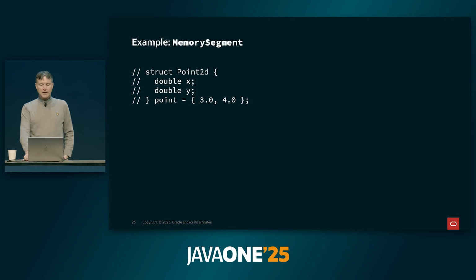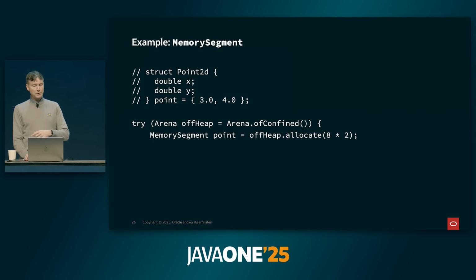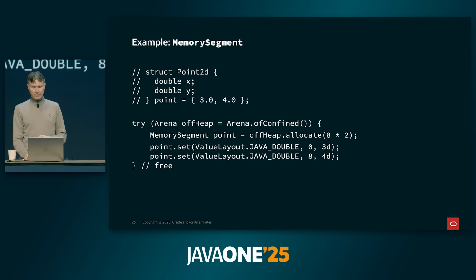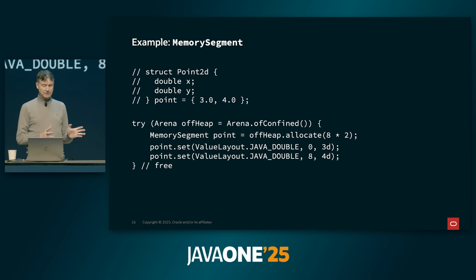Okay. Now armed with the arena, we can go about and do this much better. So we create an arena, and arena implements the auto-closable interface, so you can have it in a try-with-resource block. So we open up a new arena here, and then we allocate 16 bytes, and we set the value. And when we exit the block, the arena is closed for us, and the memory segment is deallocated deterministically.